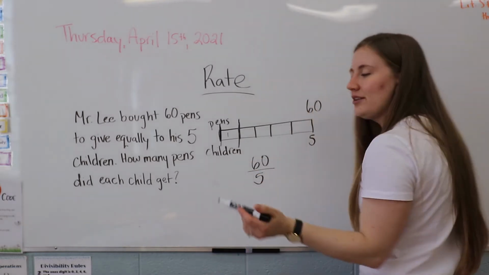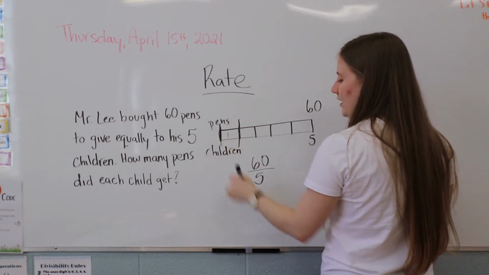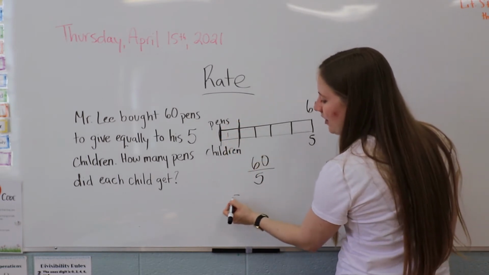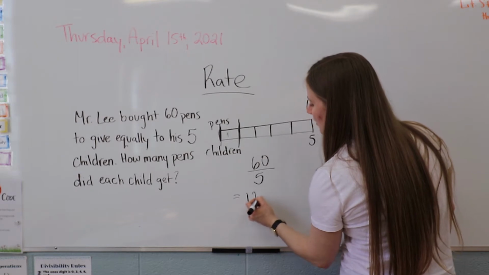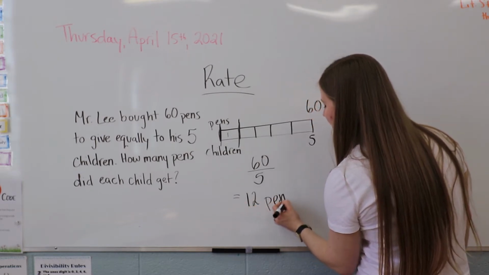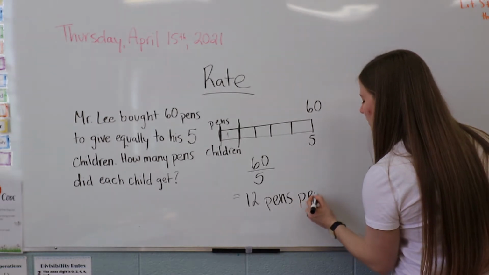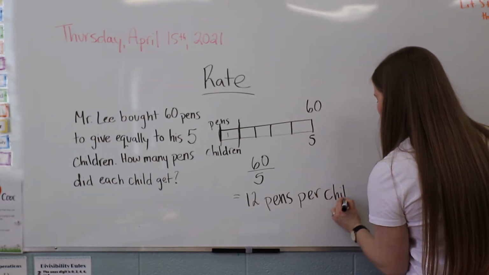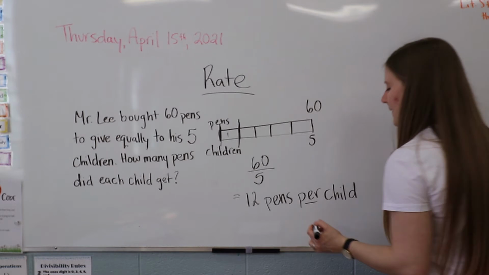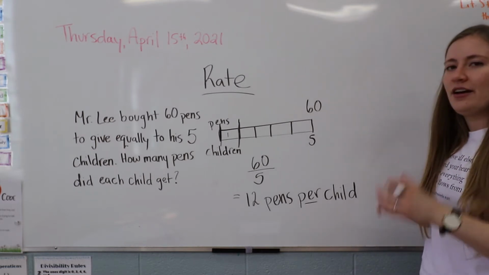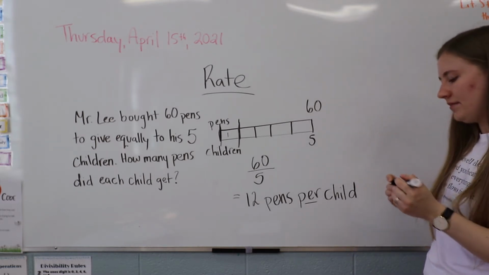So that is how we find rate, is we get to 1 unit. And 60 divided by 5 is 12 pens, okay? And it's 12 pens per child, okay? So that is the rate of pens to children, okay?